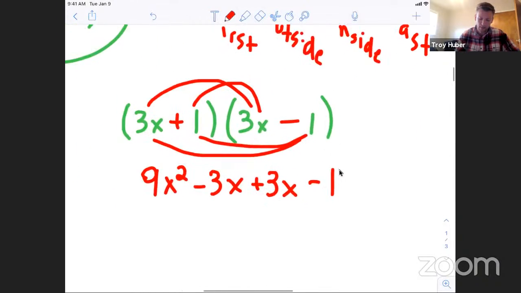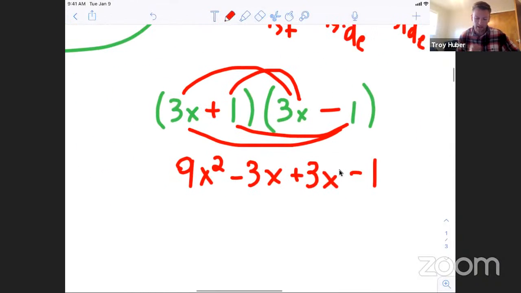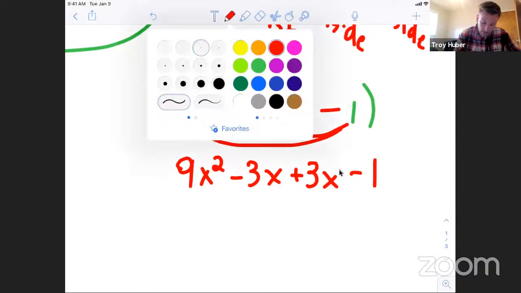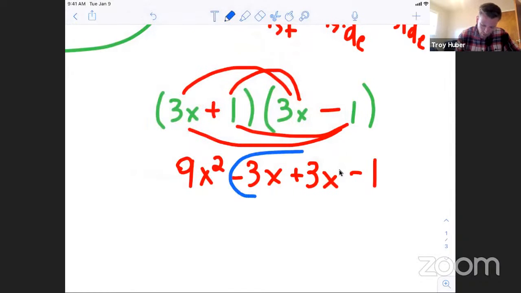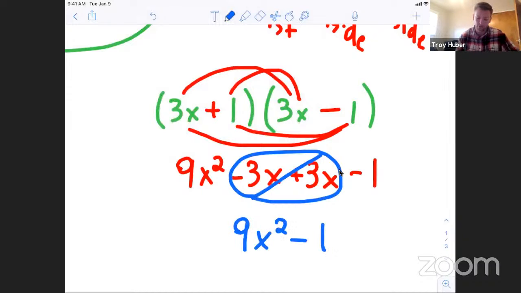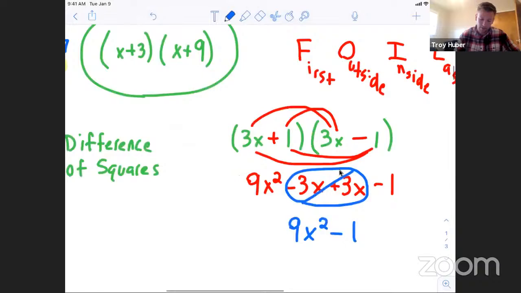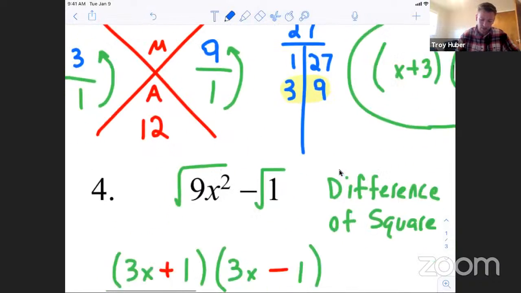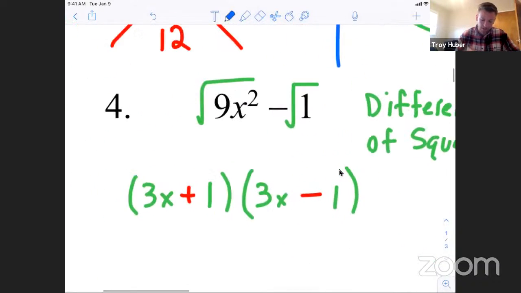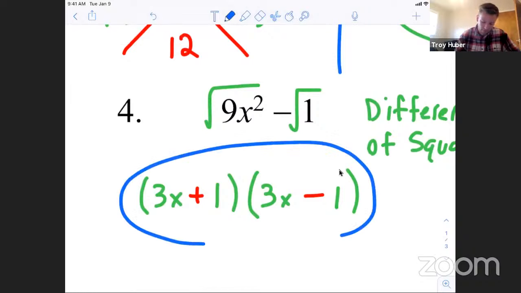Okay, so when I FOIL this, notice I get this right here. And we can see, well, this -3x and this positive 3x would cancel out. And that's how we get that difference of squares, which is the problem that we started with right over here. So that's why this would be our factored form.